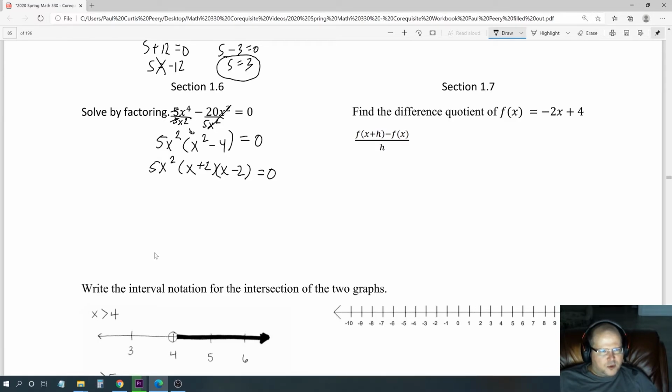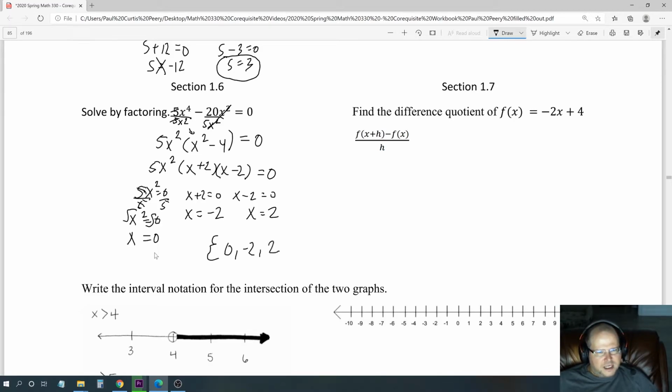So now at this point, we're going to use the zero factor property. We know that either 5x squared is equal to 0, x plus 2 is equal to 0, or x minus 2 is equal to 0. I'll write the steps, but 0 divided by 5 is still 0. So you have x squared is equal to 0, and you take the square root of both sides, and you have x is equal to 0. Then you have x is equal to negative 2, and x is equal to positive 2.